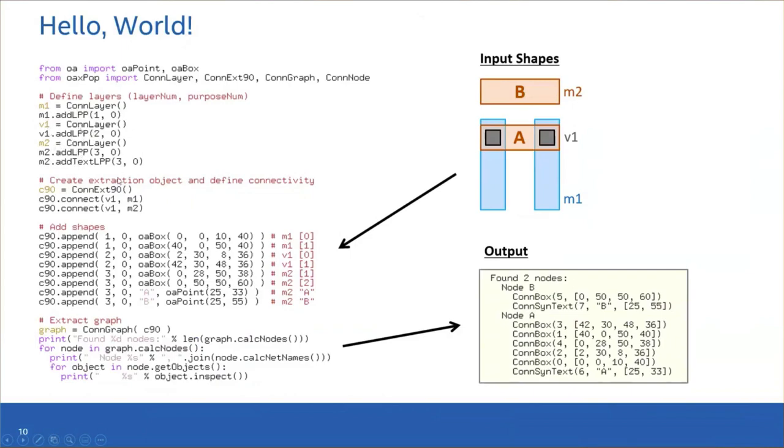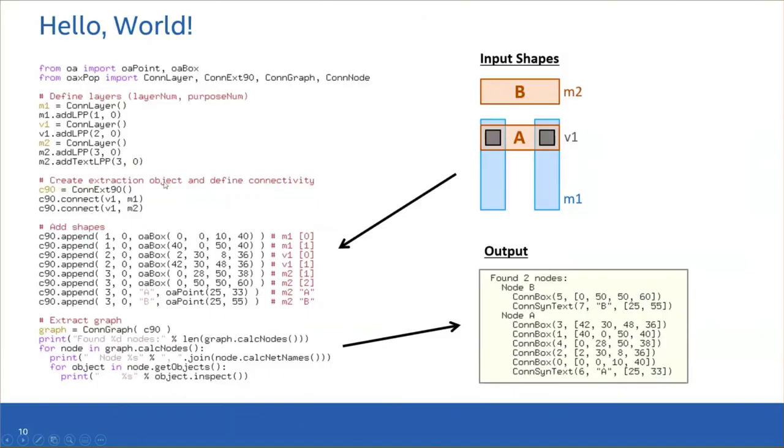And in this case, I'm going to also assign a text layer purpose pair on Metal 2, saying that if you find a text label somewhere, then that text label would be part of the extracted result to associate a net name with the connected shapes.